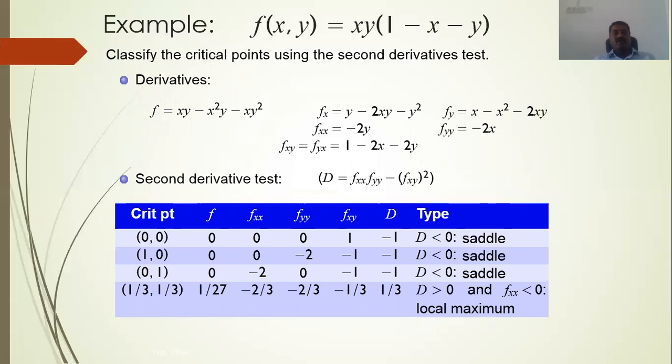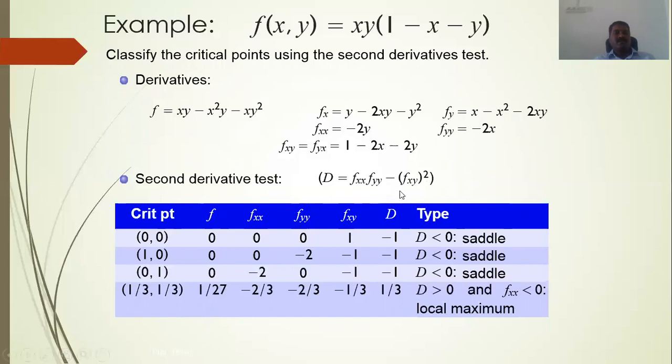Now we need to inquire about the nature. For that, we need the Hessian. What is the Hessian here? fxx times fyy minus fxy whole squared. Let's take the first critical point, (0, 0). f at (0, 0) equals 0, fxx at (0, 0) is 0, fyy at (0, 0) is 0, and fxy at (0, 0) is 1. What is the Hessian here?